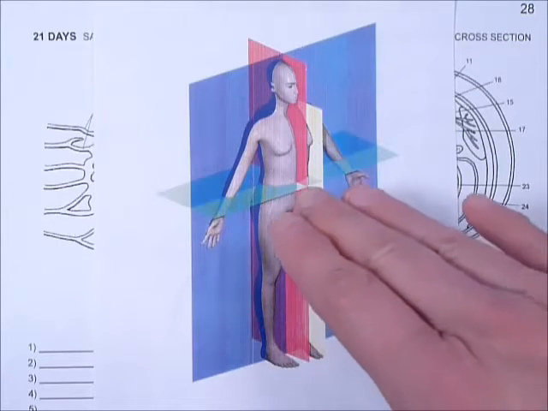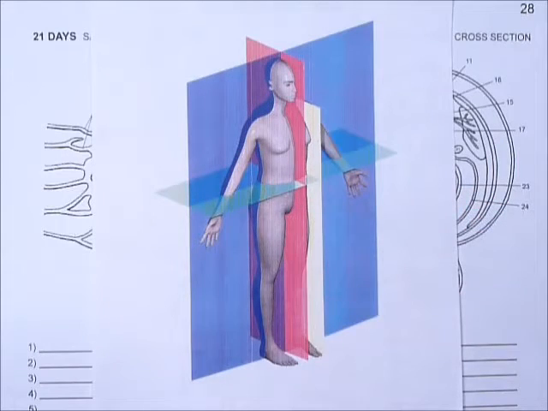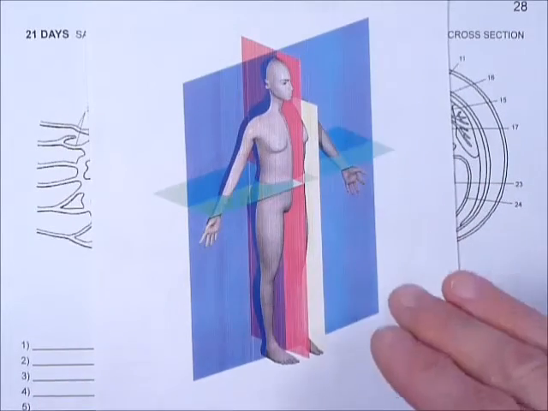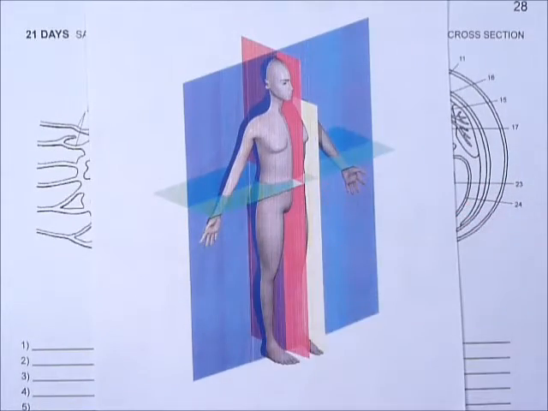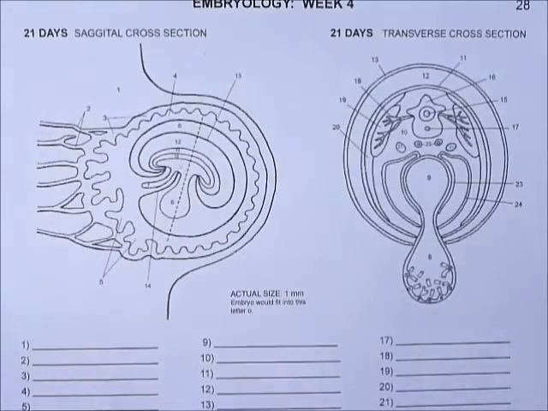The plane that goes like this is called the transverse plane, and that's what we're going to see over here. We're going to see a transverse cross-section as if we're cutting the embryo like that. And then the blue one is called the coronal plane, and we're not going to see that at all on this page. Just thought I'd mention what that's called. So those are real good anatomy words to know: sagittal and transverse.